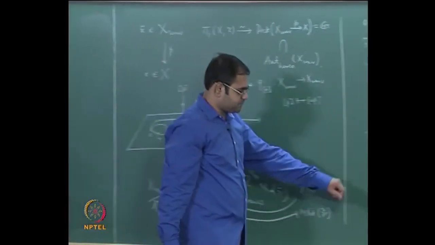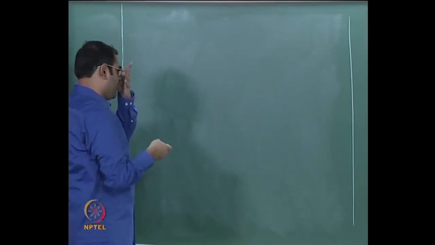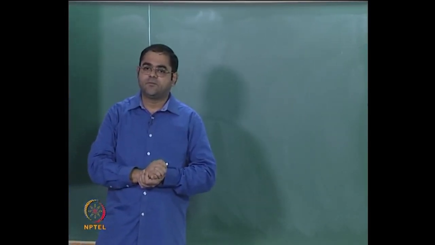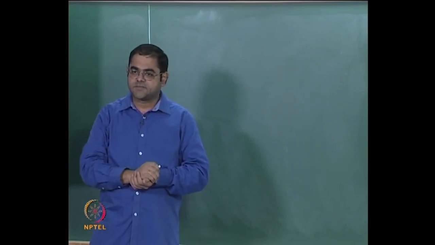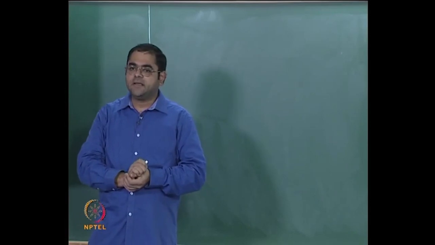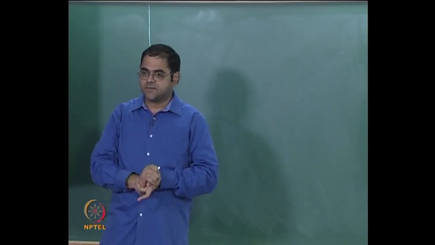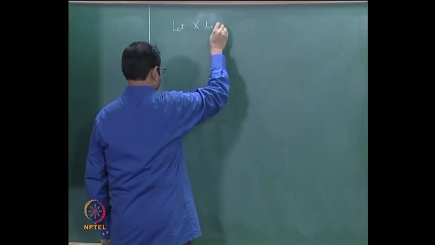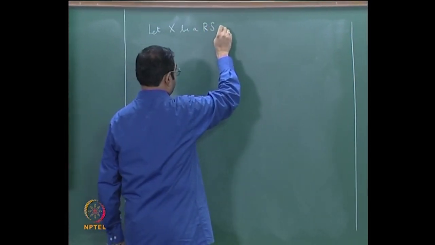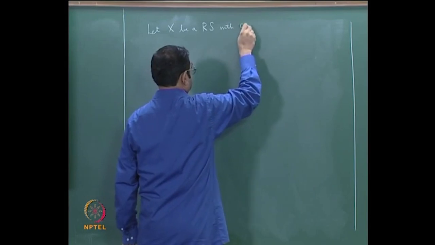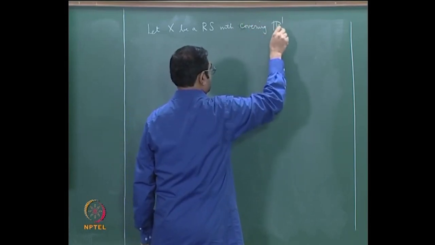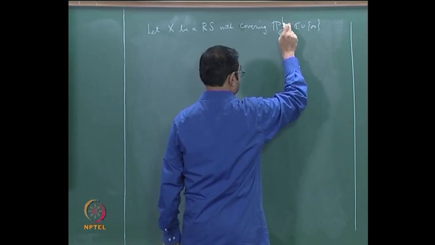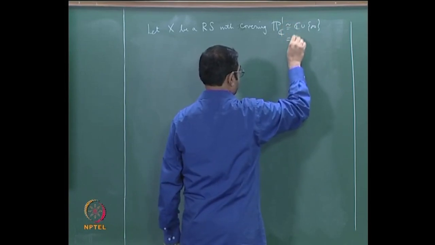So let us proceed. What am I going to do next? We need to start applying all this theory to get hold of the first classification of Riemann surfaces. So let us first look at Riemann surfaces which admit the Riemann sphere as a universal cover. So let X be a Riemann surface with covering P1C, which is just C union infinity, which is a Riemann sphere.